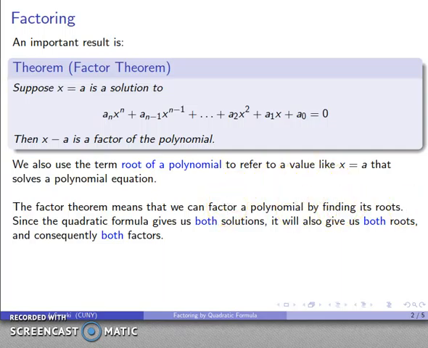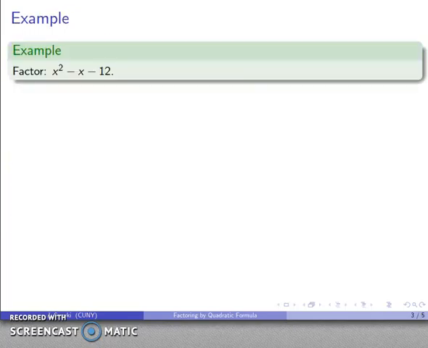And here's the connection to quadratic equations. I have a way of finding the roots of a quadratic equation. So I can use the quadratic formula to find the roots of the quadratic equation, and I can then immediately factor. Again, you never want to factor to find the roots. You always want to find the roots in order to do the factorization. So, for example, let's take the expression x squared minus x minus 12.